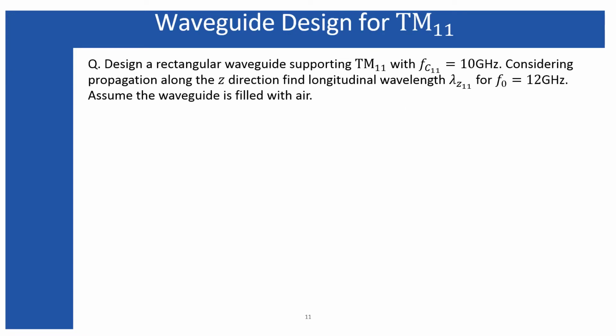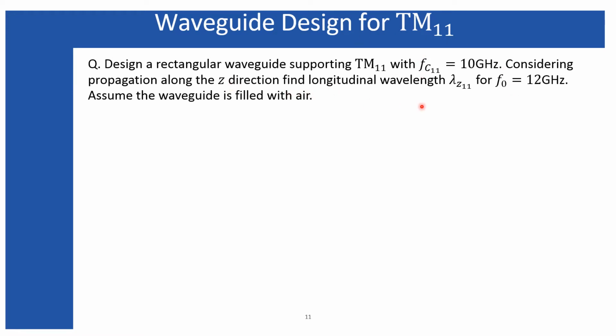Okay, let's consider a practical design of a rectangular waveguide which supports the TM11 mode. The problem statement is that the cutoff frequency I have to consider is 10 gigahertz and the excitation frequency is 12 gigahertz. Since the excitation frequency is greater than the cutoff frequency, we can expect that the wave having the excitation frequency 12 gigahertz can propagate through the waveguide.